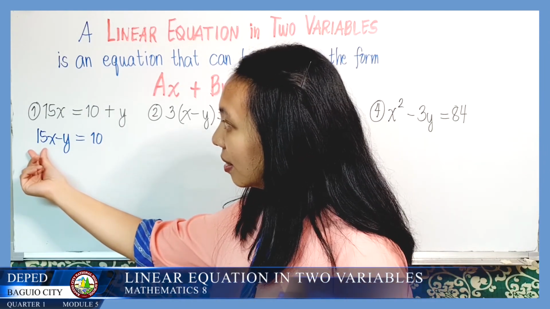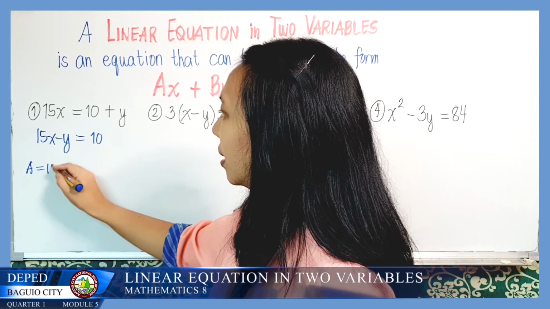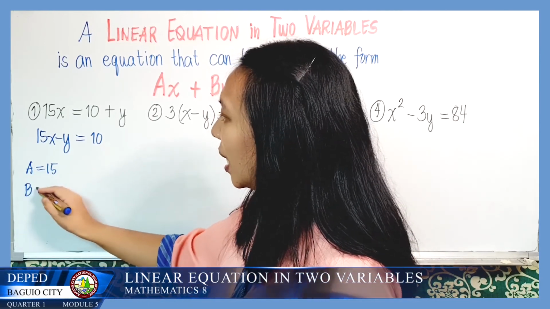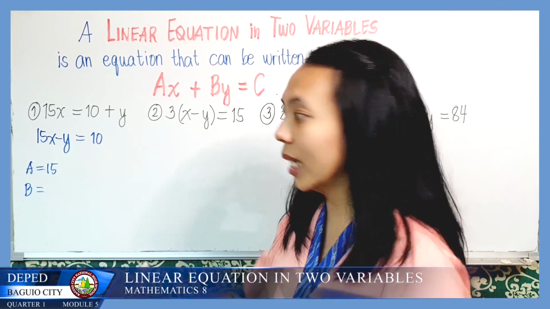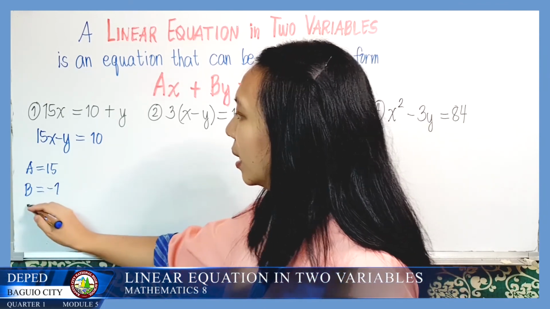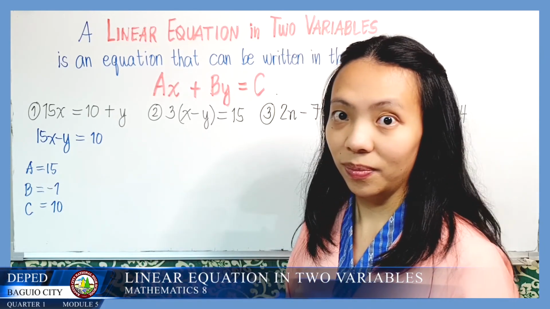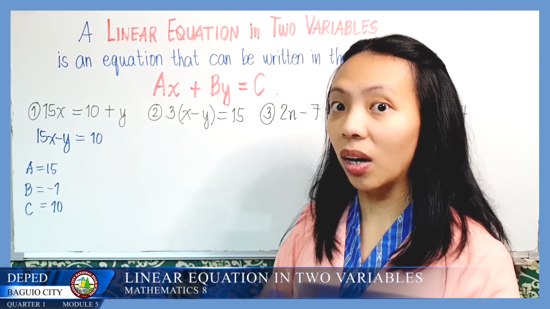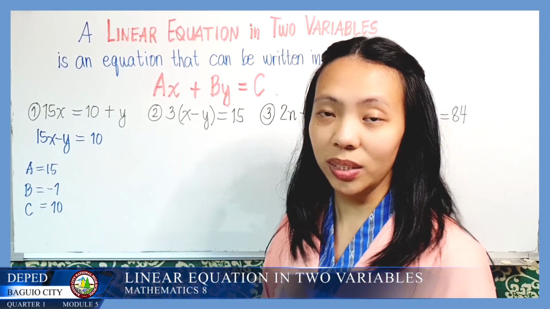A is 15. B is the numerical coefficient of negative y, and that is negative 1. C, on the other hand, is 10. A, B, and C are real numbers. A is positive and B is not 0.